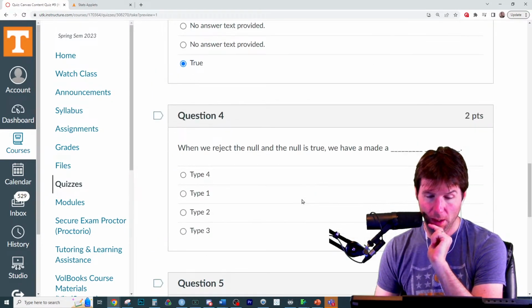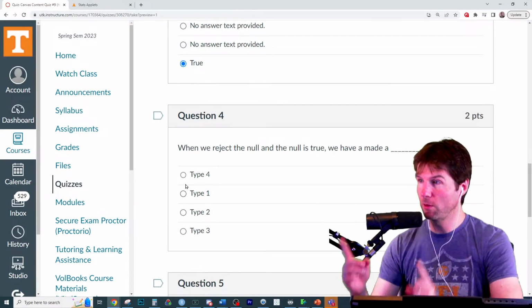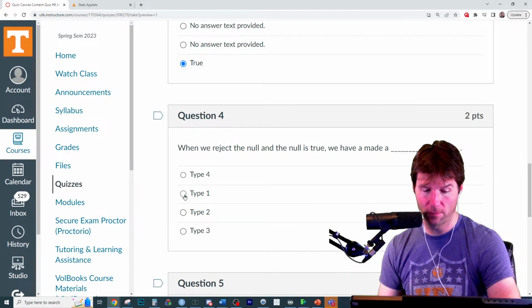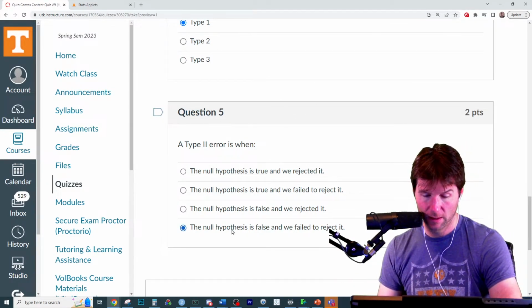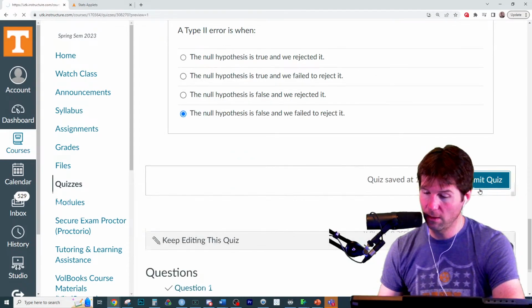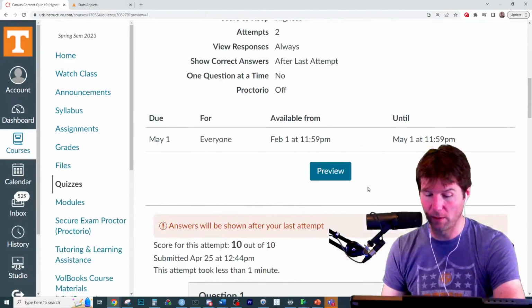Very true. When we reject the null and the null is true, that's a type 1 error. And type 2 error is when the null is false and we fail to reject it. Well, I'll be. Look at it. We're just speed running this quiz now.